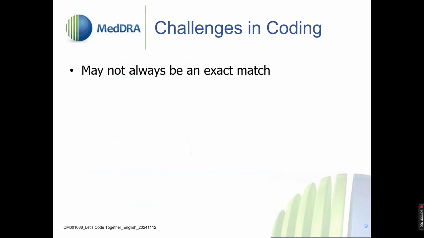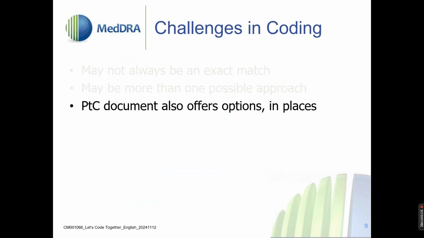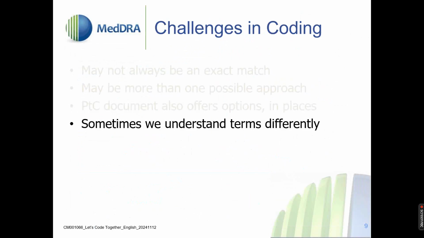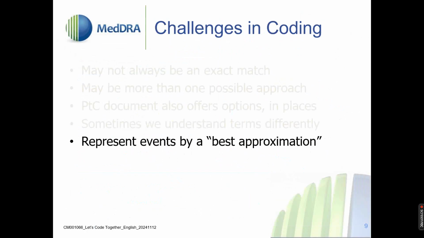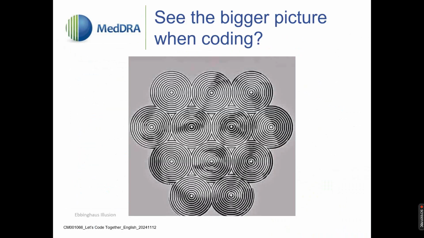Just as a reminder, sometimes when we do have challenging terms, they may not always be an exact match. Sometimes there's more than one possible term that could be selected, and you'll see that in some of the examples today. Even the points to consider document sometimes offers options for term selection. Sometimes it's a case that we understand the term differently. And overall, we always try to represent events by a best approximation. Always code as reported without making any assumptions. That's a point we're going to emphasize during the session.